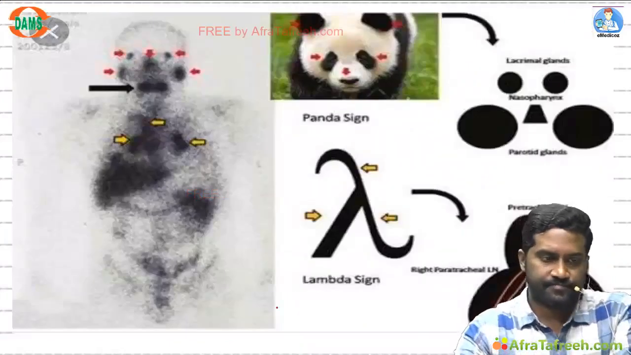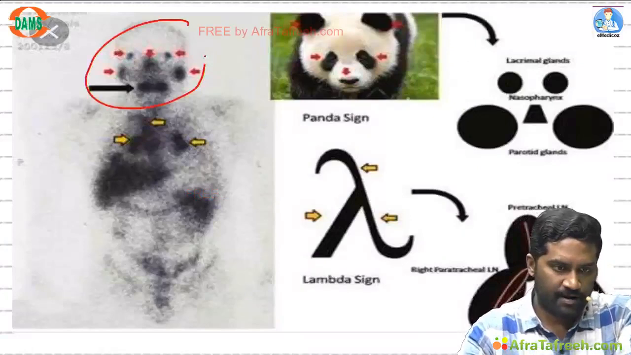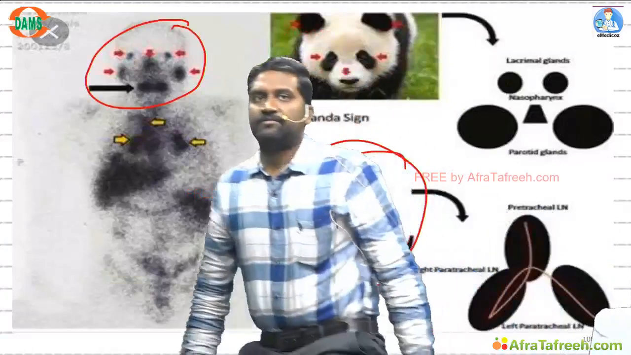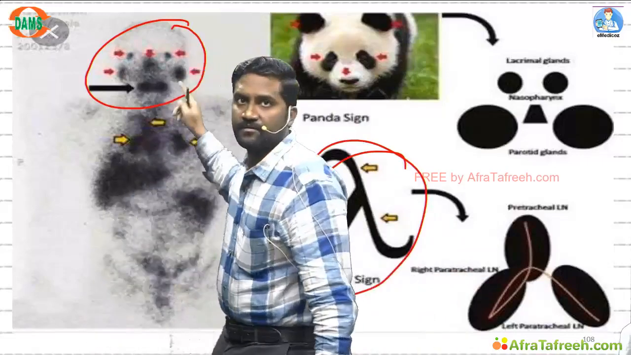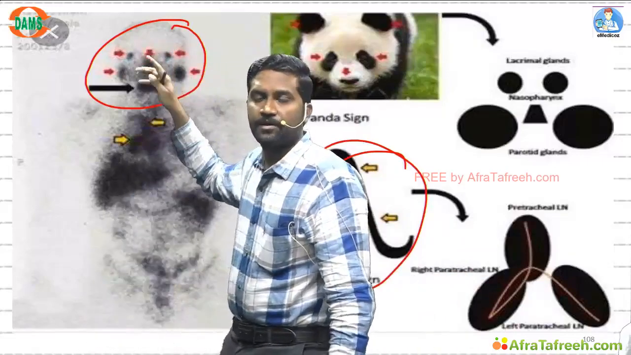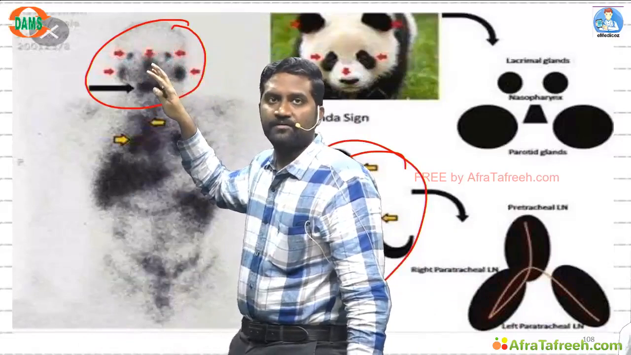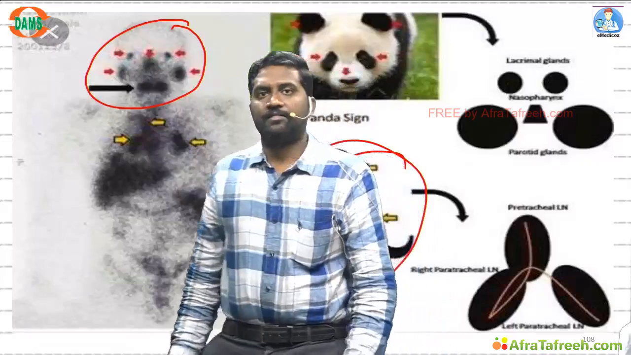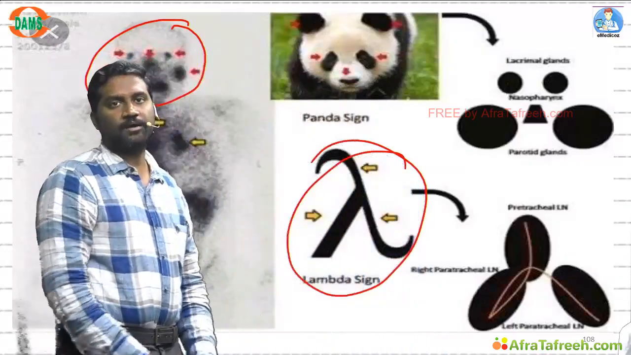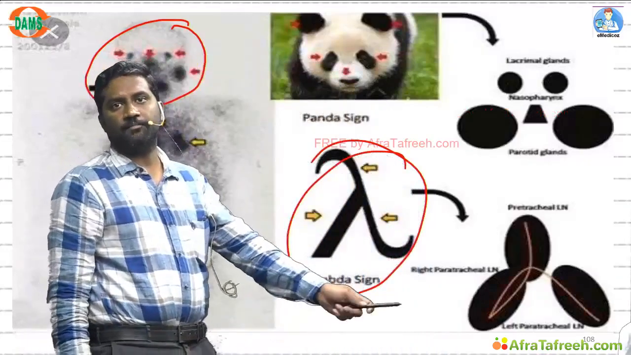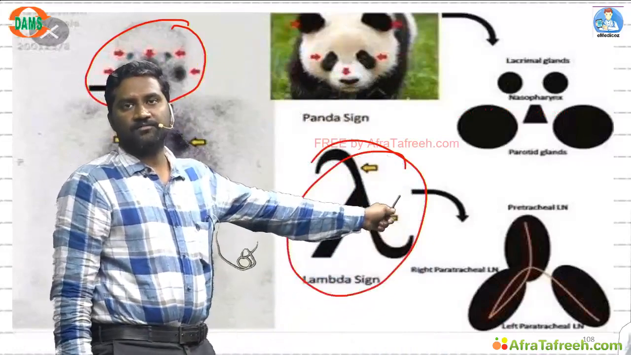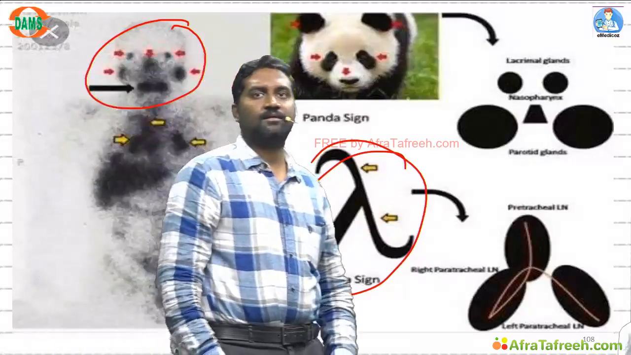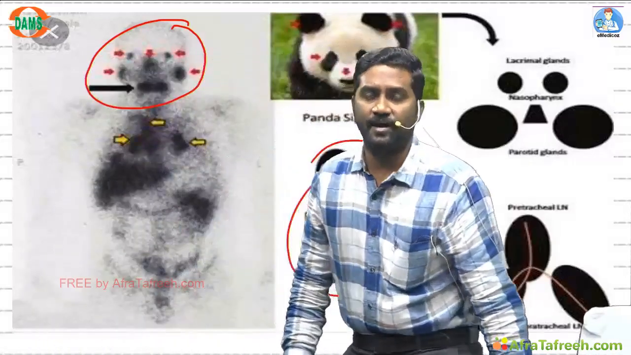This is the panda sign in the face and this is the lambda sign. You can see here, students, in the face, increased uptake by parotid and lacrimal glands. You can see the classical panda sign, whereas in the chest, because of uptake by mediastinal lymph nodes, you can see this lambda sign. So, two important signs: panda sign and lambda sign.